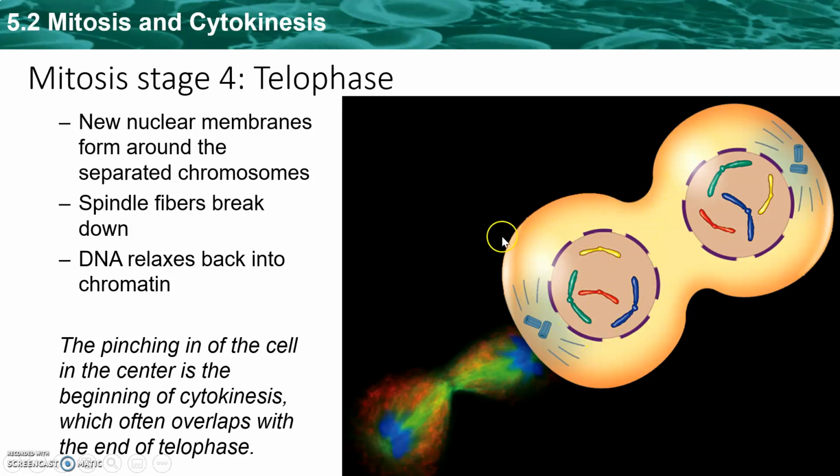Now you'll notice this overall cell shape here has this pinching in the middle. That is going to be the beginning of the next stage, which is cytokinesis. So a lot of times there's an overlap between telophase, which just describes what's happening in the nucleus, and cytokinesis, which describes that pinching in of the cytoplasm.